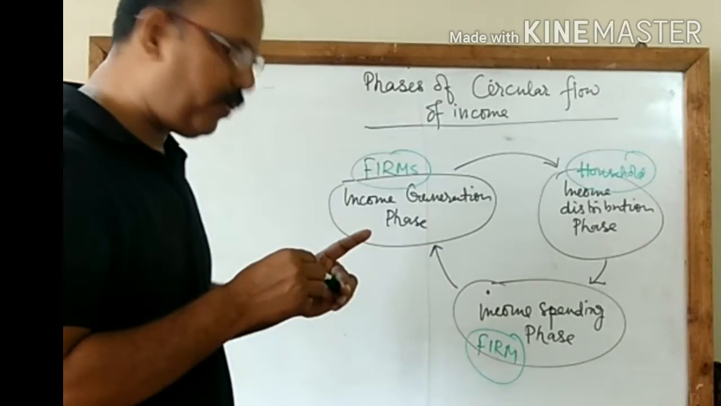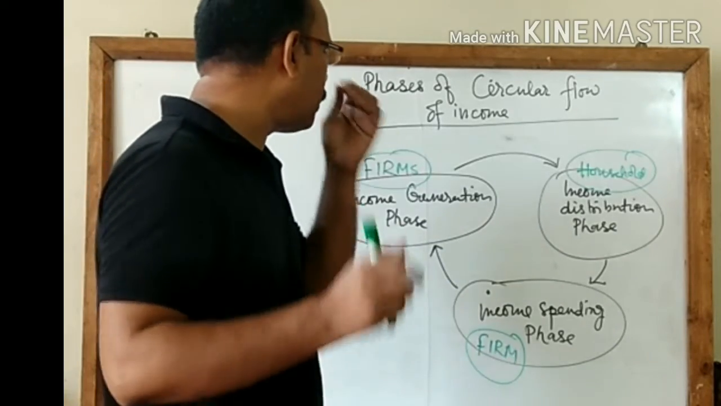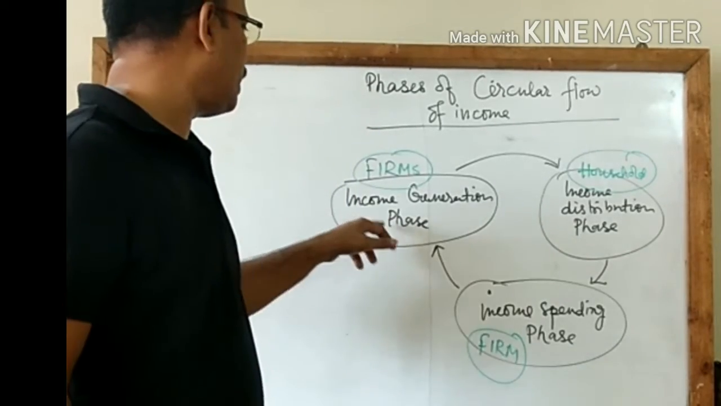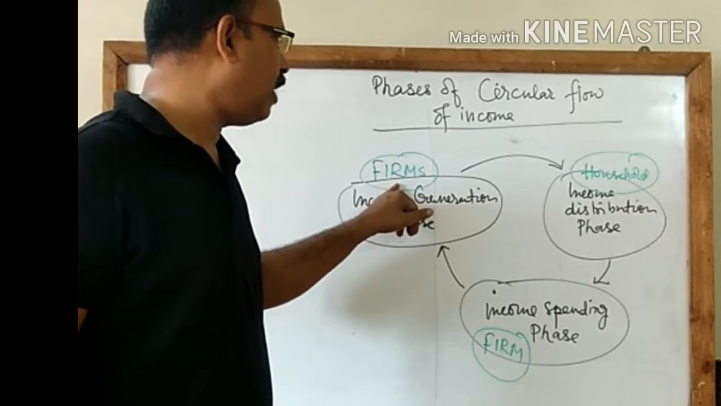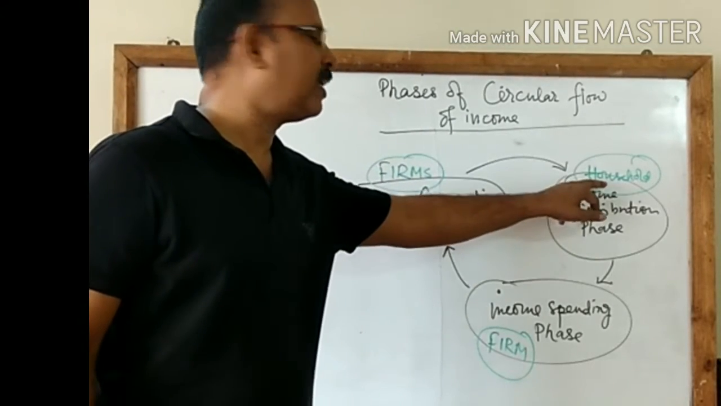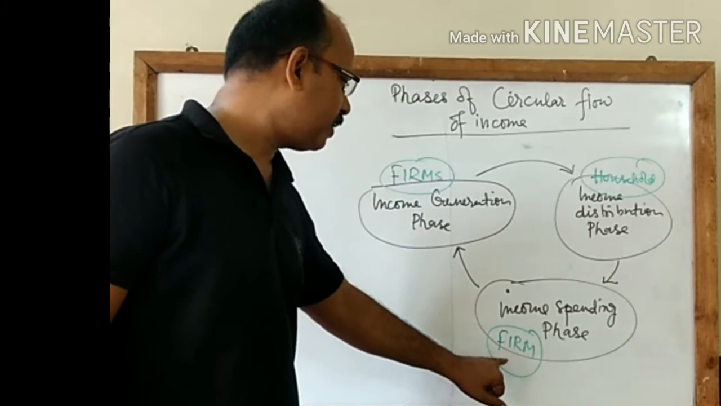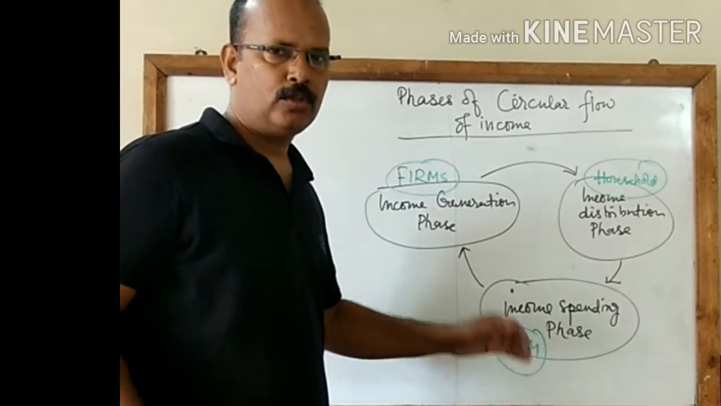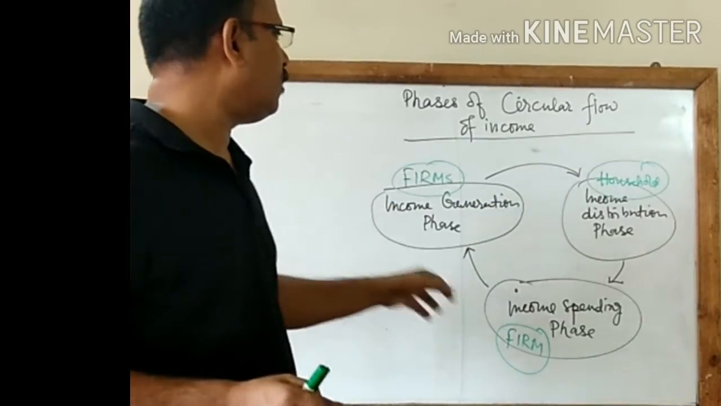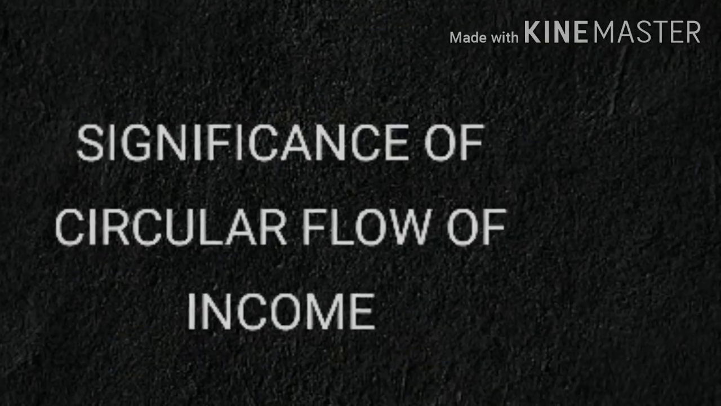So we have got three phases of circular flow of income: the income generation phase that takes place in the farms, the income distribution phase that takes place in the households, and the income spending phase that takes place in the farms. So thus we have got three phases of circular flow of income.